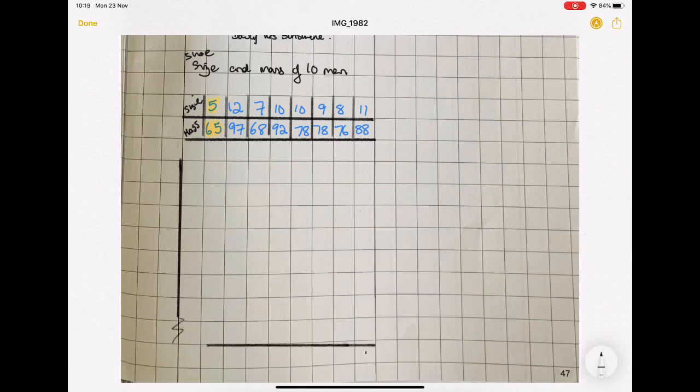I am going to show that our axis continues, but that we haven't got any data that's going to go there, because remember our lowest one was 65. So what I would like you to do now is to pause the video, and make sure that you put a sensible scale running along both axes, and then compare it to mine.